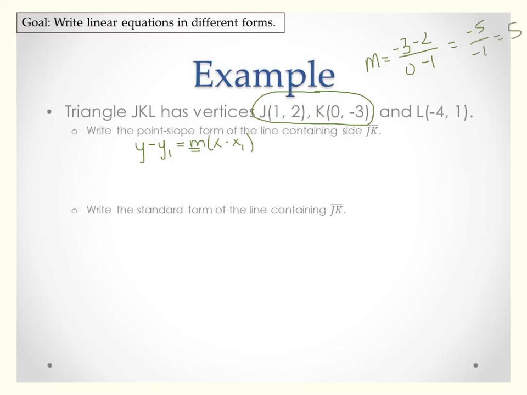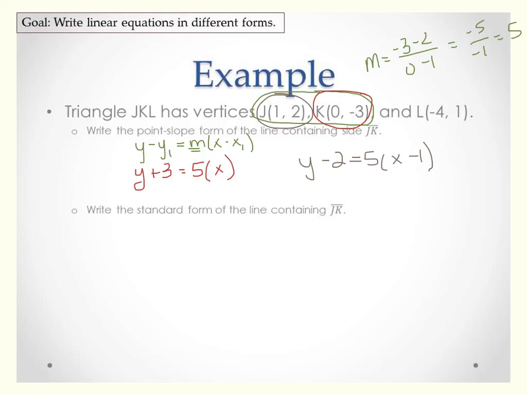And then you need to pick one of your points. It does not matter which point you pick. I'm going to go ahead and pick K. So this is going to be y plus 3 equals 5 times x minus 0, so just x. Now, if by chance you picked J, you would have y minus 2 equals 5 times x minus 1. They are both the right answer. You just use different points for them, which is fine.